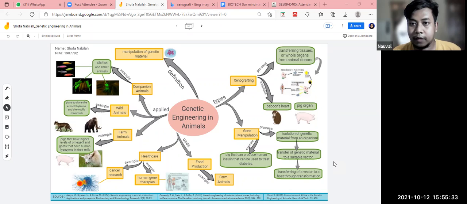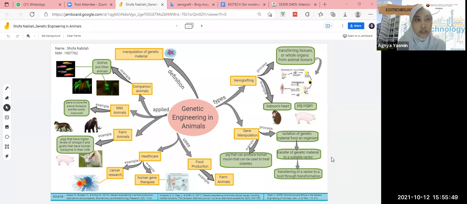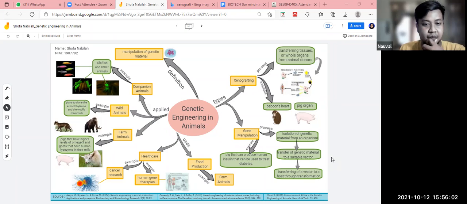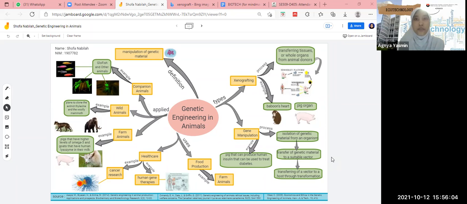Okay, we have Agnya and Mutiara. Agnya, go ahead. You want to ask a question? Okay, first of all, thank you, Naufal, and thank you, Shofa, for presenting such amazing material. I want to ask, are all of them successful experiments, or is there any failed experiment on genetic engineering? If there is one, could you please tell me? Thank you.